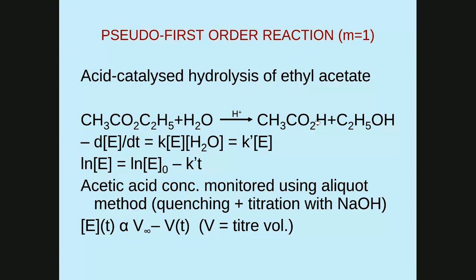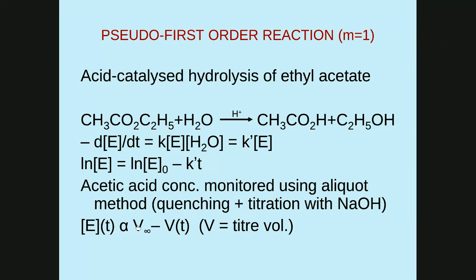So at that point, we call that titer volume V infinity, right? It is a direct measure of the amount of acetic acid that has formed, and hence the amount of ethyl acetate that you started off with at the beginning of the experiment. So that is V infinity, the final titer volume.